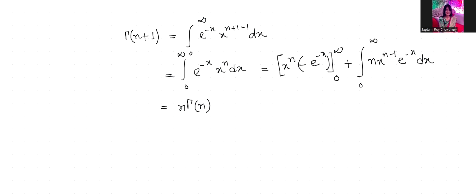And gamma n plus 1, if this n is an integer, in this way we can find out this is n factorial. This is actually the corollary part of this. The first formula is for n equal to any number, and this is for any integer.